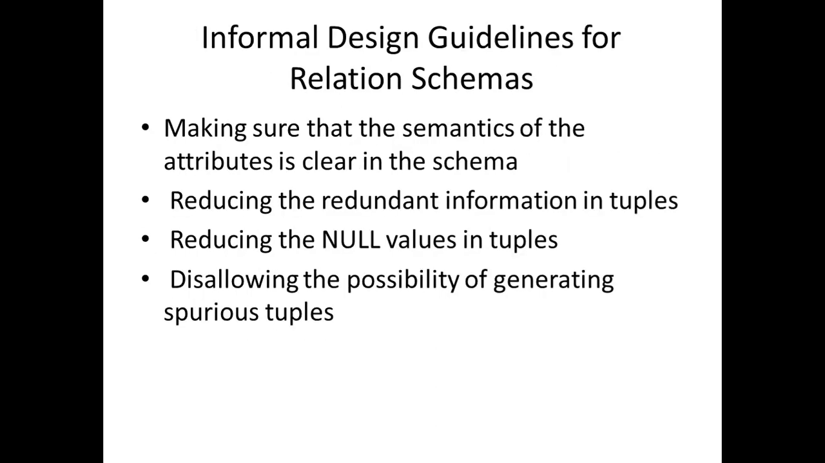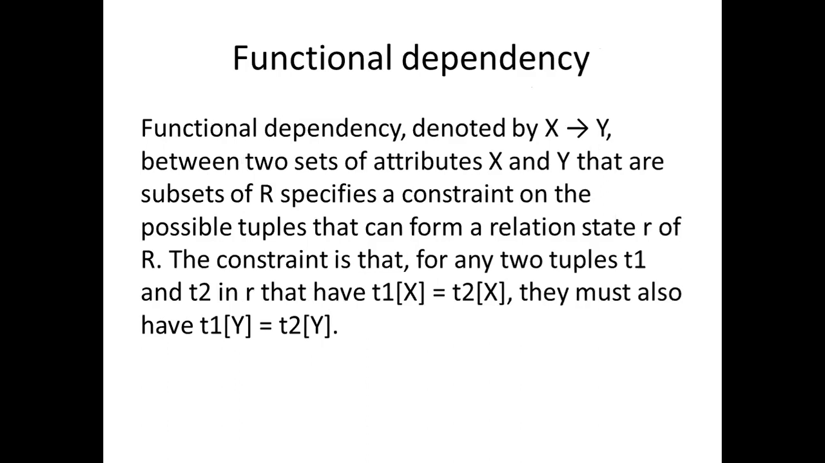So one of the main important concepts in order to achieve normalization is functional dependency. So what does functional dependency mean? Functional dependency is denoted by X determines Y, between any two sets of attributes X and Y that are subsets of R, specifying a constraint on the possible tuples that can form a relation state r of capital R. So this is actually a definition. In general, let me explain what a functional dependency is.